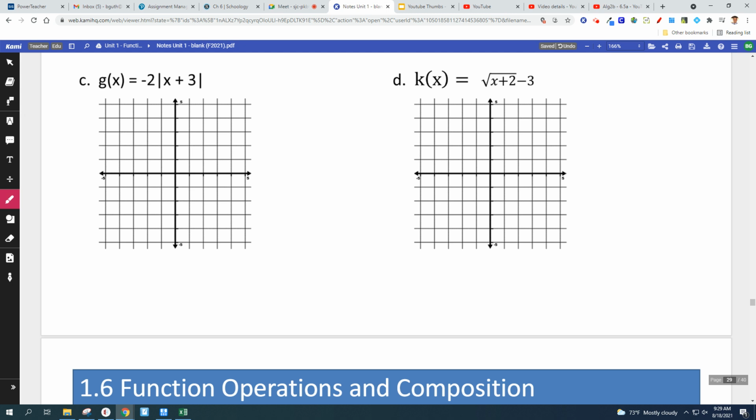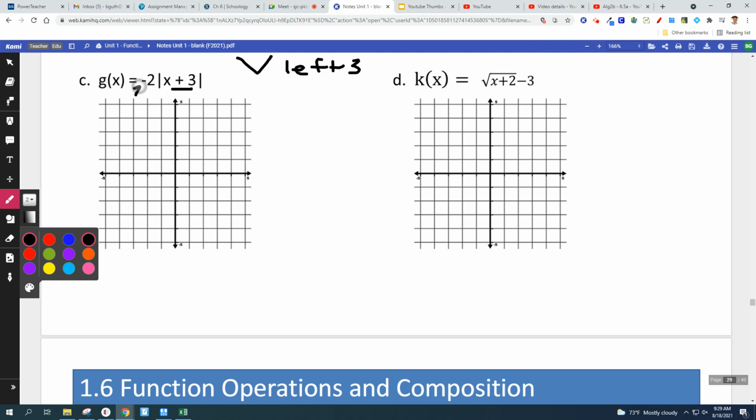What's the basic shape of part C? It's a V shape, right? Absolute value, that's going to be a V shape. We know that's a V shape, but that means it goes left 3, and this means it's a flip, and this means it's a vertical stretch by 2.